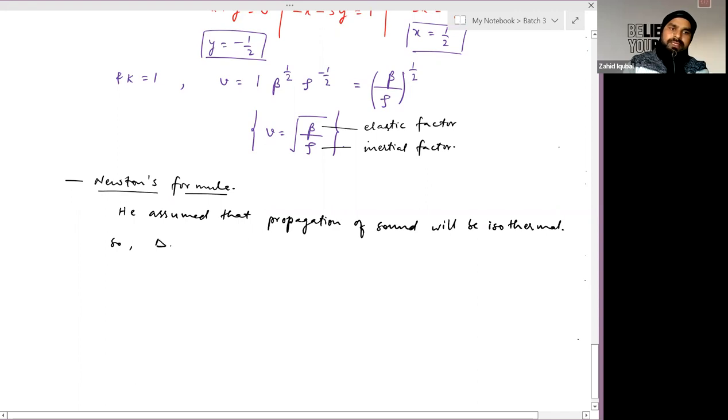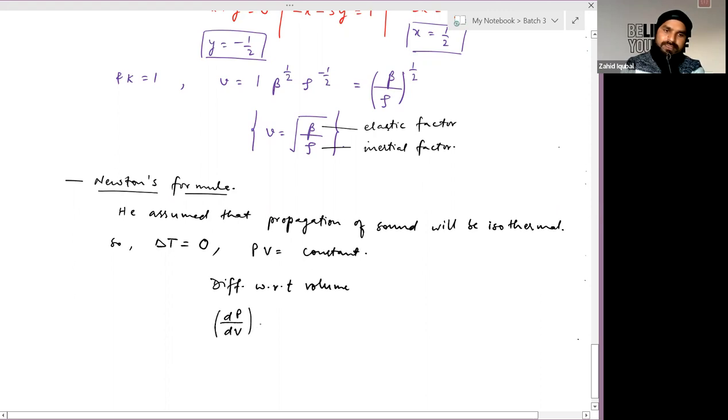So at constant temperature, PV equals constant. We have to calculate beta related to this process. So differentiate with respect to volume. We have two quantities in product, so differentiation of the first term multiplied by the second, plus differentiation of the second term multiplied by the first, equals the constant term on the right-hand side. Its differentiation will be 0. So dP by dV equals minus P by V.